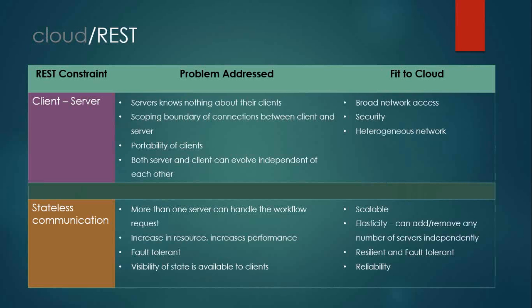All right. The first REST constraint which we discussed, client-server computing. Let's see what are the problems addressed by the client-server constraint. Servers no more know about their client, and only clients know about server. It simply means we can add or remove n number of servers at will. Same way, client-server also allows us to scope the boundary for the connections between client and server, an important attribute of any network architecture to enable security and even to monitor.